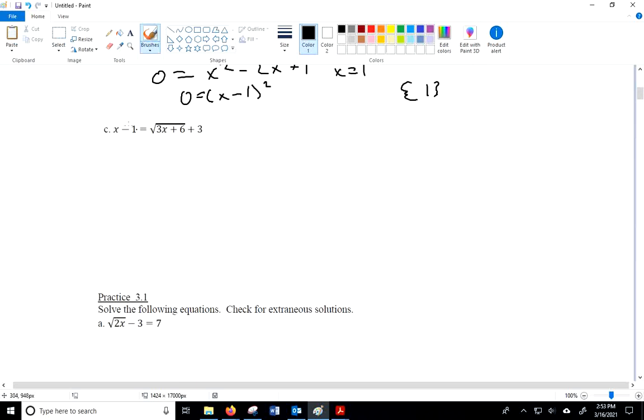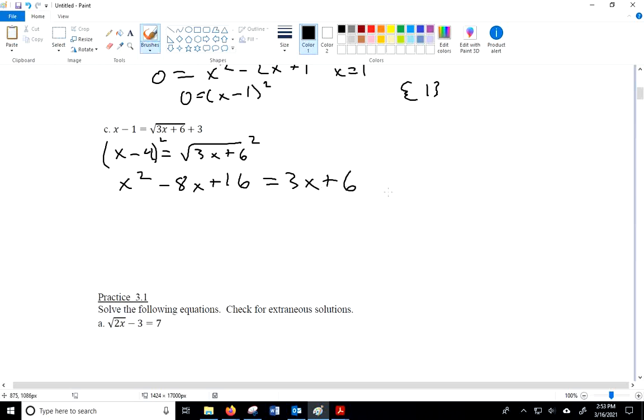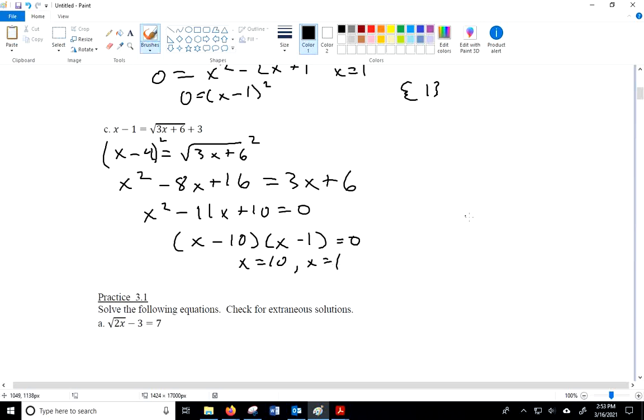All right, on this one here, again, I'm going to work to isolate the radical, giving me x minus 4 is equal to the square root of 3x plus 6. I will then square both sides, giving me x squared minus 8x plus 16 is equal to 3x plus 6. Setting this equal to 0 gives me x squared minus 11x plus 10 equals 0. So I get x minus 10 and x minus 1 as my factors. x equals 10 and x equals 1.